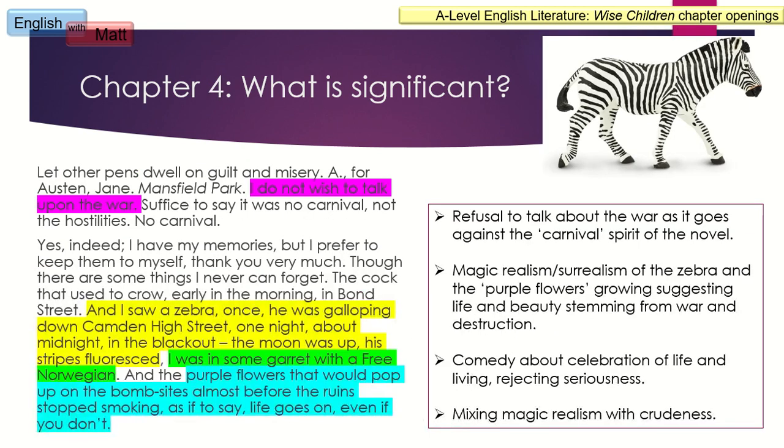I think I've already said in another video, but chapter 4 is my favourite chapter in the novel, and it also begins beautifully. We've got some lovely, beautiful imagery in this section: the zebra running down the high street with the purple stripes in the moonlight, and the purple flowers sprouting from bomb sites, as if to say life goes on even if you don't. There's a degree of beauty there, and a celebration of living life, rejecting the destruction and mass hysteria and anxiety and worry which a country would experience during a war like the Second World War.